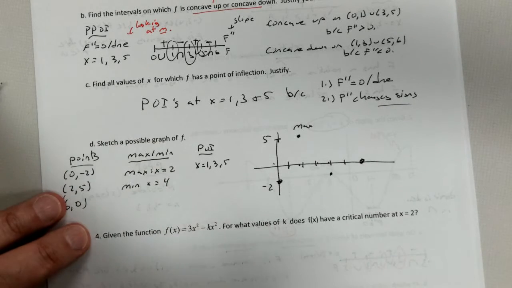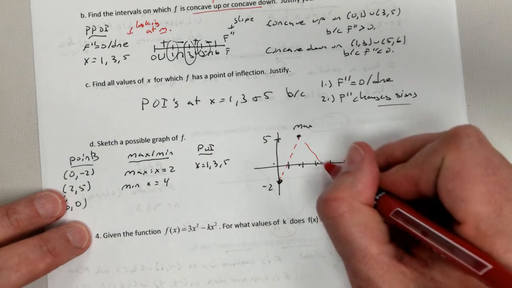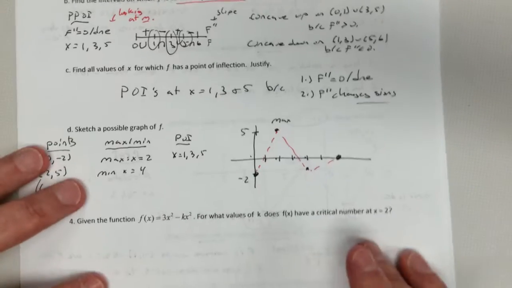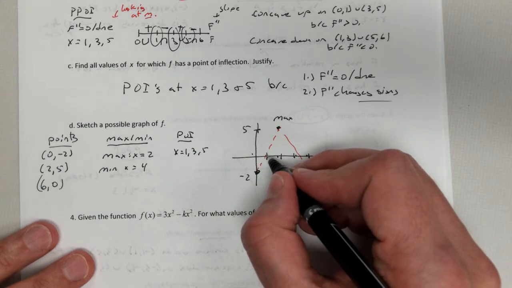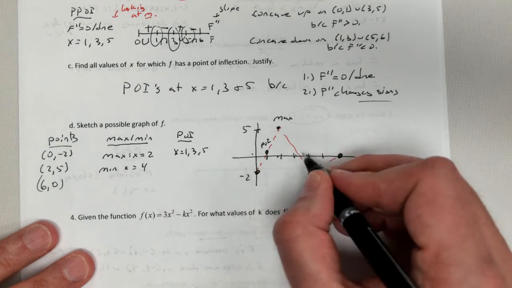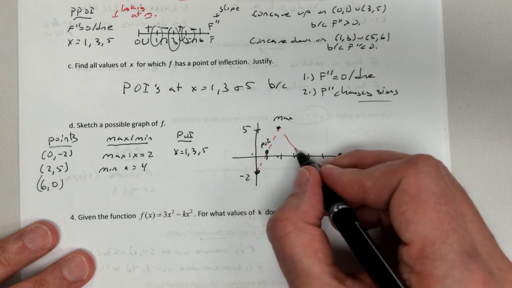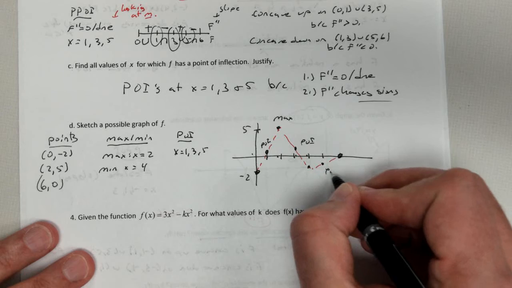So what this tells me is I kind of have a rough outline of what the graph looks like. It goes up, down, and then up, which is kind of what we speculated up here. Now I'm going to graph my POIs. My POIs occur at 1, and on that dashed line, I'm just going to draw a POI here. At 3, there's another one, POI, and then at 5 is a POI.